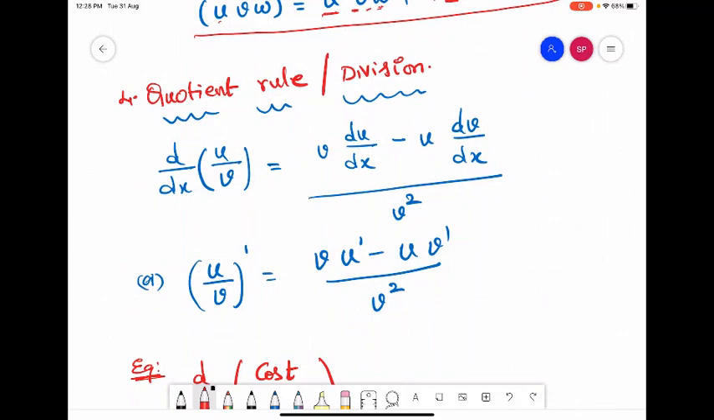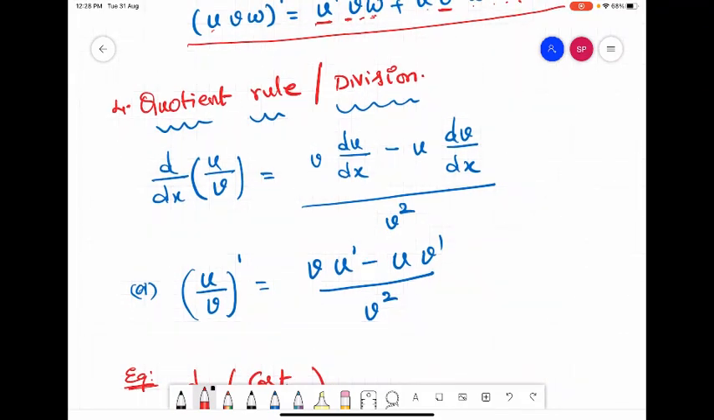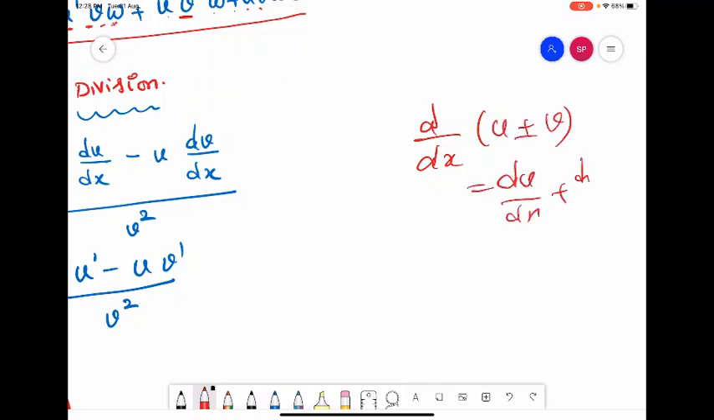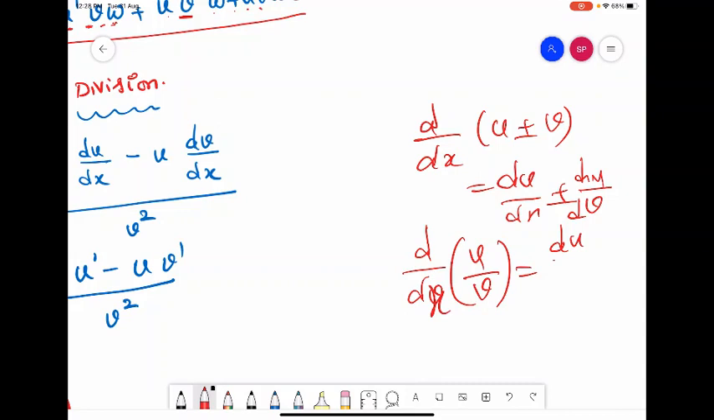So this is with the product rule. Now let us go for the quotient rule, or division. Like I said, if you have u plus or minus v, you will use du by dx plus or minus dv by dx. But in the same way you can't apply it to division. If I have d by dx of u by v, I can't say it is just du by dx by dv by dx. This is wrong. I shouldn't do that.